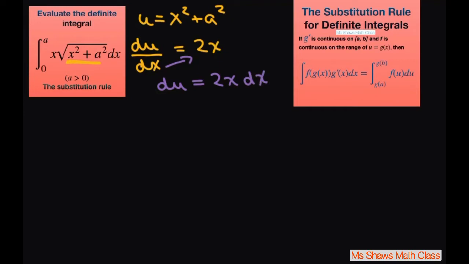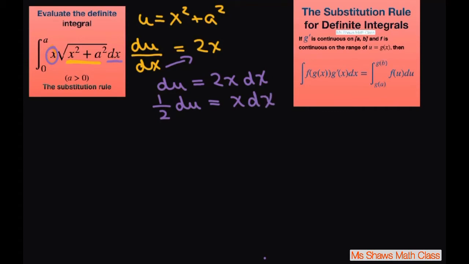Now, we have an x and dx. So let's multiply through by 1/2. So 1/2 du equals x dx. So we can substitute that.